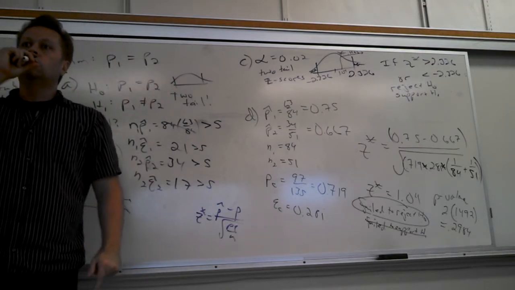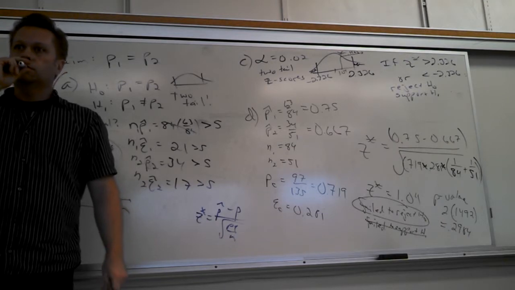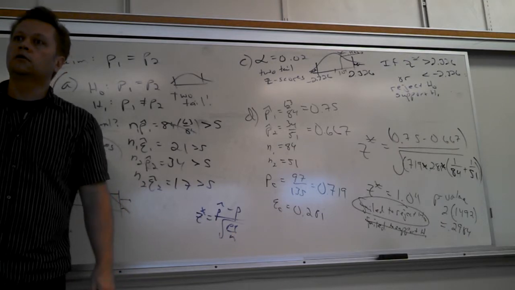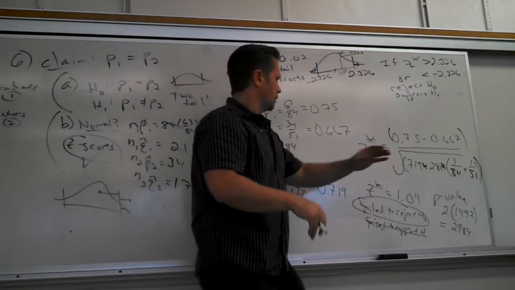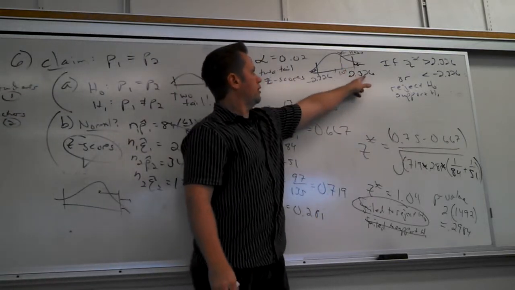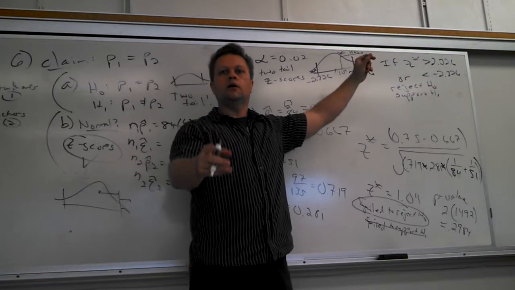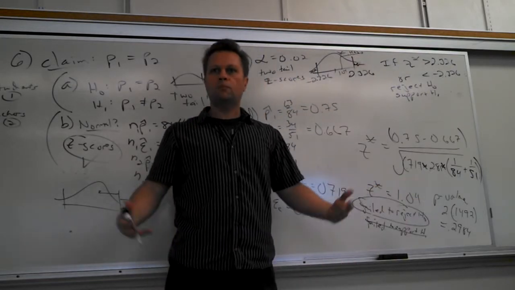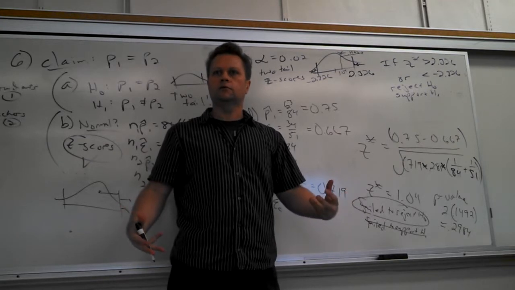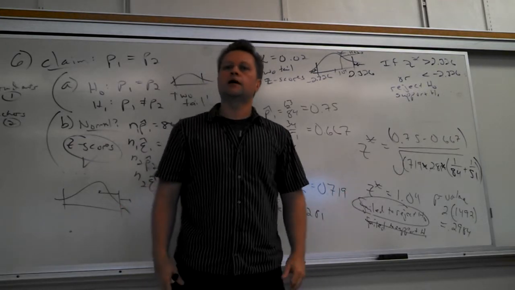So do you go off of the z-star or the p-value? Yes. So is my z-star far enough away? No. Is my p-value less than alpha? No. So they both say that you failed. What if one does and the other doesn't? It's impossible for that to happen.